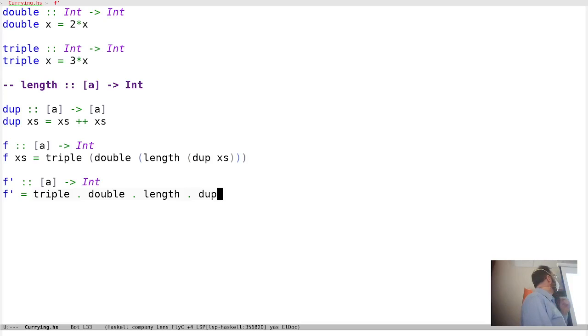Okay, and I don't know about you, but to me, this is much nicer and easier to read than this. There are no parentheses. I don't have to give this thing a name, because I don't really care about giving this a name. That's not the point, right? So not having to give that a name is nice, because I can just say, here's what the function does. It does this sequence of things in this order.